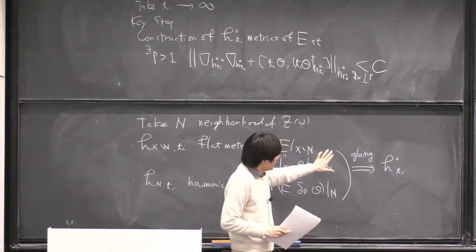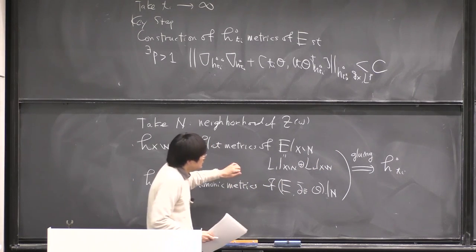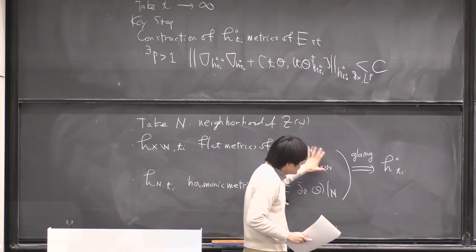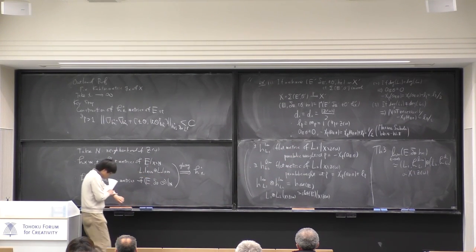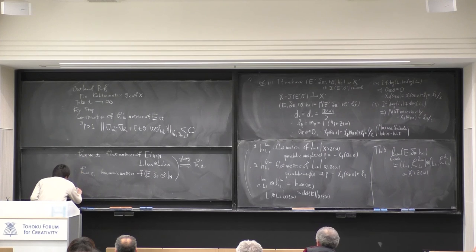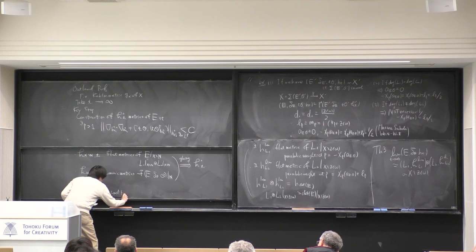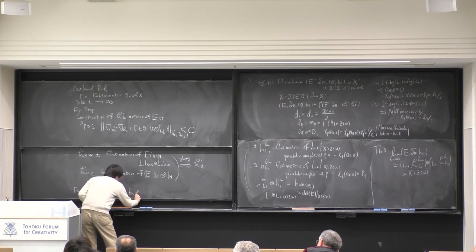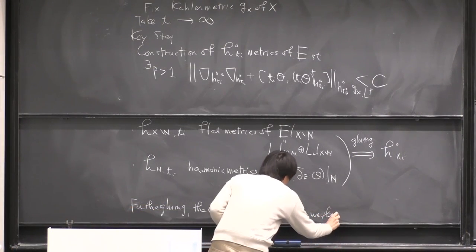But for gluing, we impose some conditions on these metrics. Under such conditions, the condition for parabolic weight appears. But let me remark: for the gluing, the condition for the parabolic weight appears.